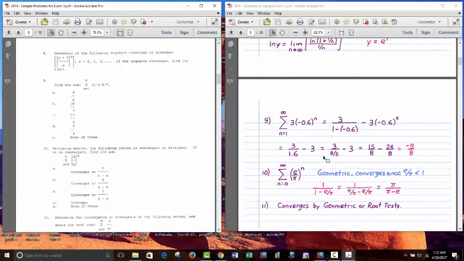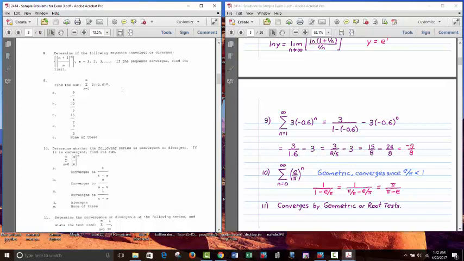Number 9, geometric series. Always pay attention to where the counter starts for these geometric series. Be real careful, because the formula that I have provided for you, a over 1 minus r, implies that n starts at 0.